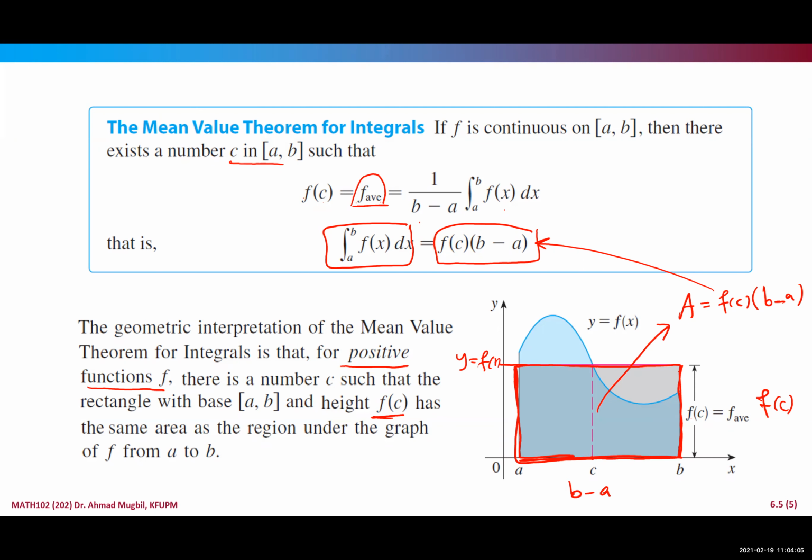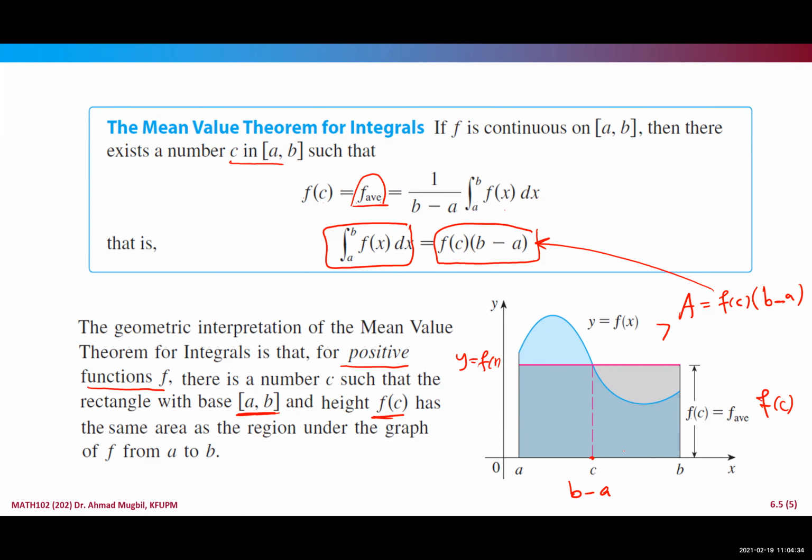The mean value theorem means that there is a number c such that the rectangle with base equal to b minus a and height equal to f of c, which is the average value of the function, has the same area as the region under the graph of f from a to b. Now the area here, look at the area in blue, the area under this graph, will be equal to the area of this rectangle.